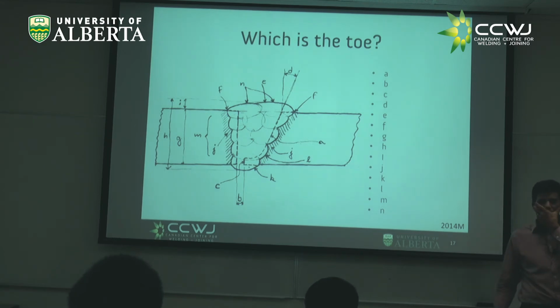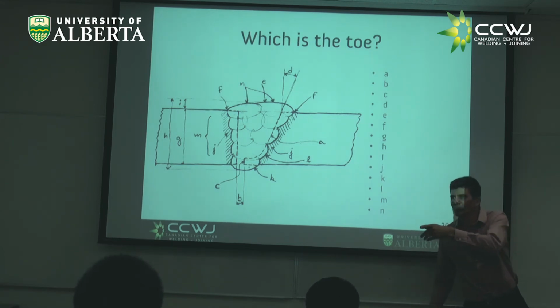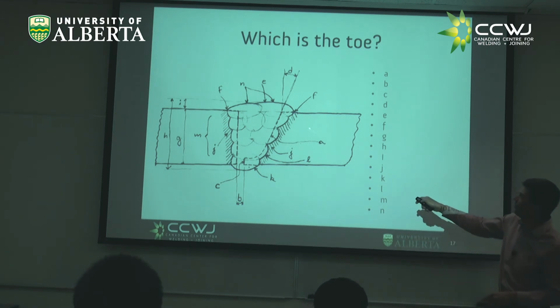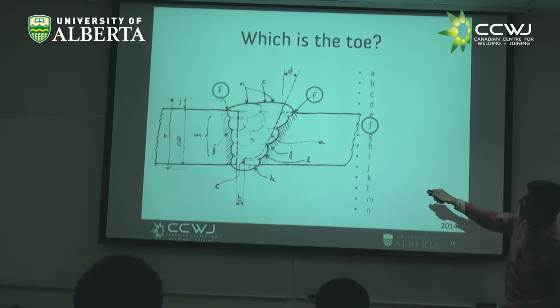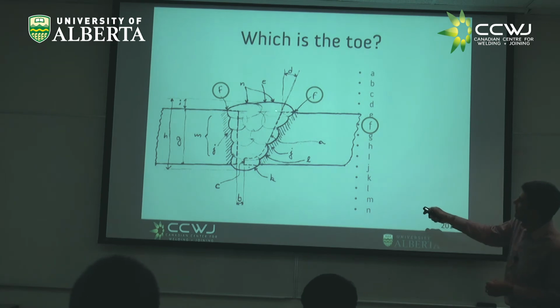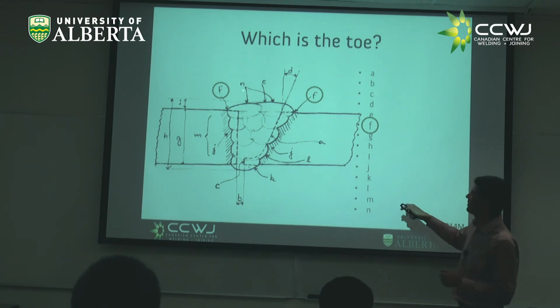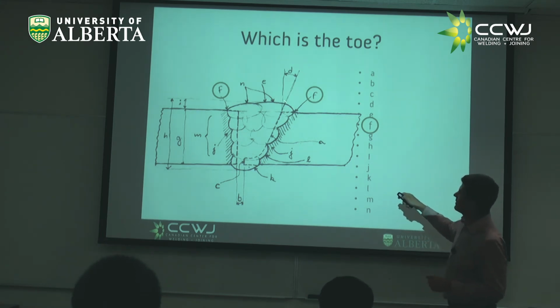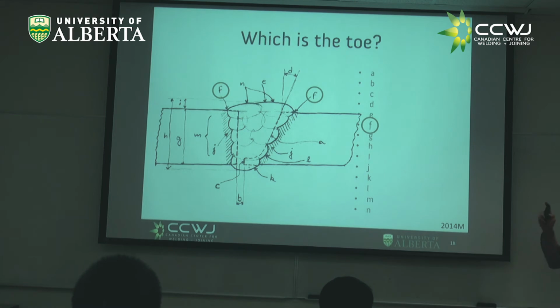Which is a toe? F. F is the toe, right? You're right. F is the toe. What is the face? E, right? Or N? I don't remember what the difference between E and N is in this case, because I was asking people, but this is the face here, right? Okay, so we're doing super well.